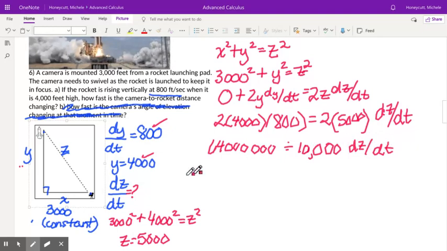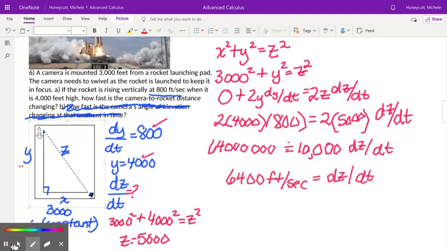Divide both sides by 10,000. And we get that dz/dt equals 640 feet per second. So every single second, this rocket is getting 640 feet further away from this camera.